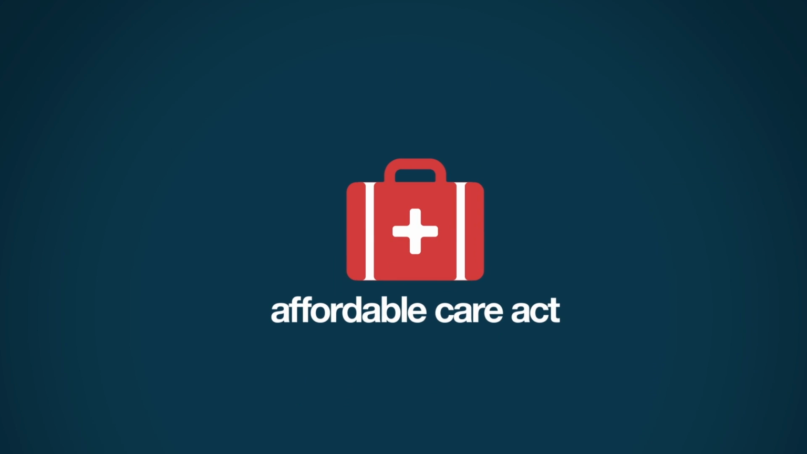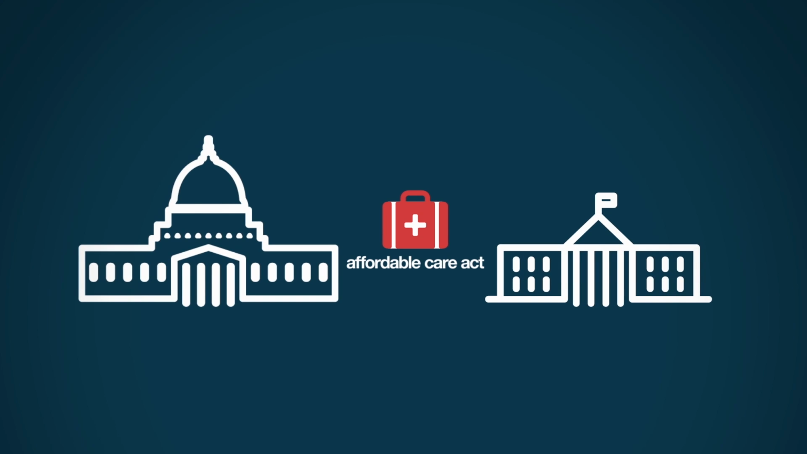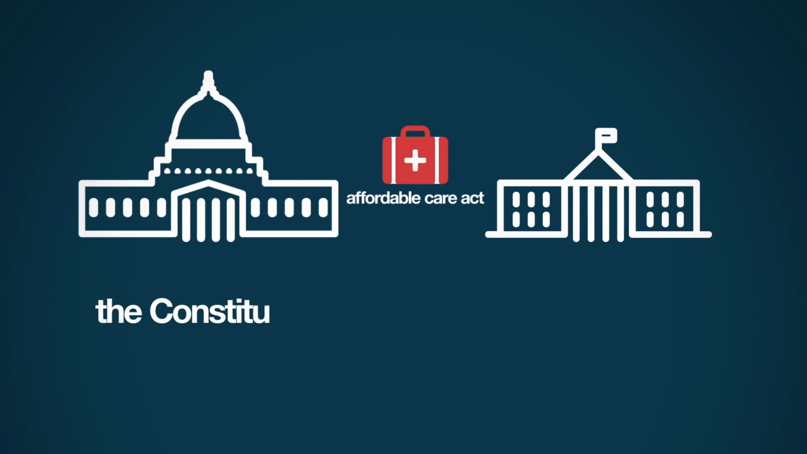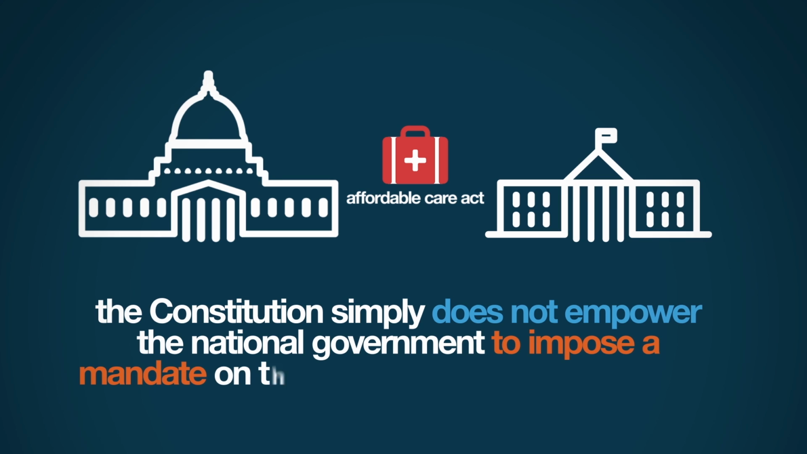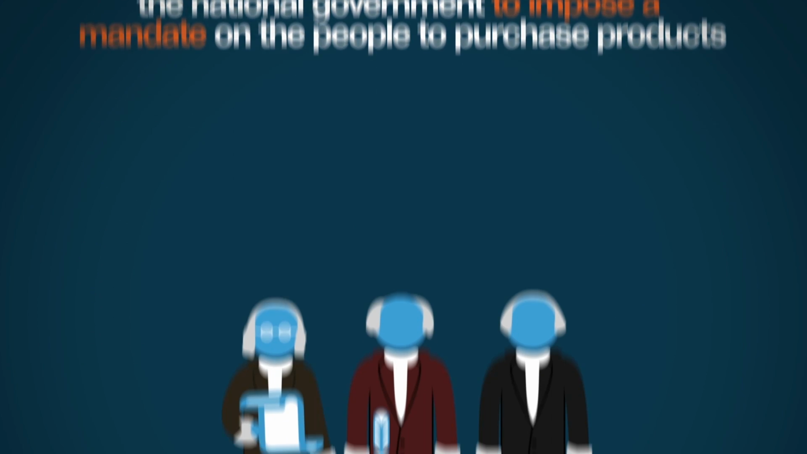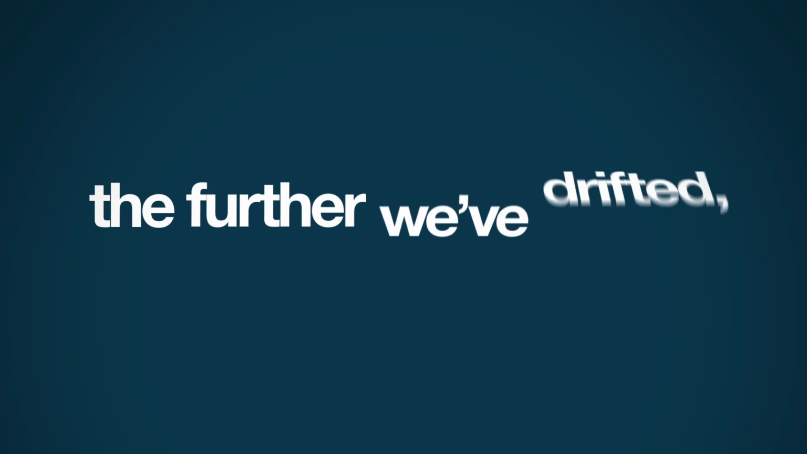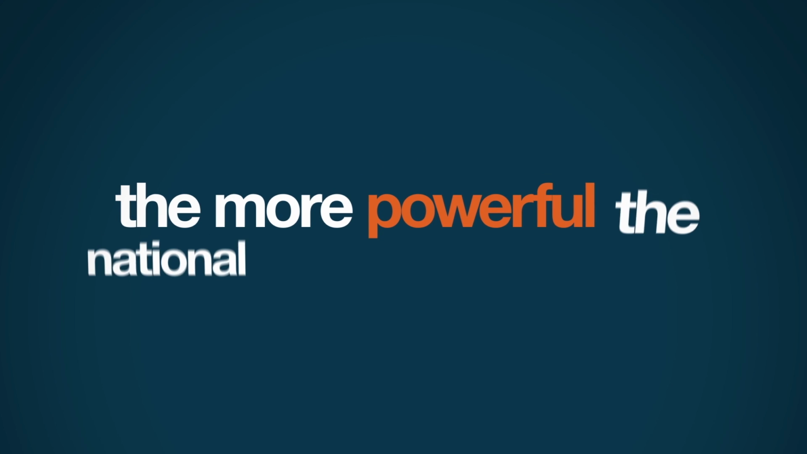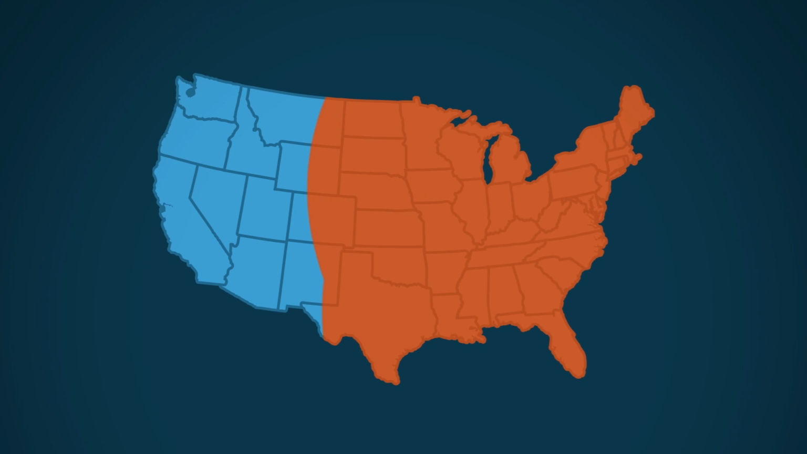But why did the issue get to the courts at all? Congress and the president should have recognized and honored the fact that the Constitution simply does not empower the national government to impose a mandate on the people to purchase products, whether health insurance or anything else. We've drifted a long way from the original vision of the founders. The further we've drifted, the more powerful the national government has grown, and the less free Americans have become.